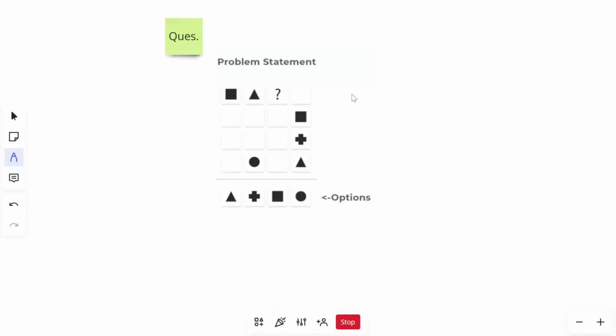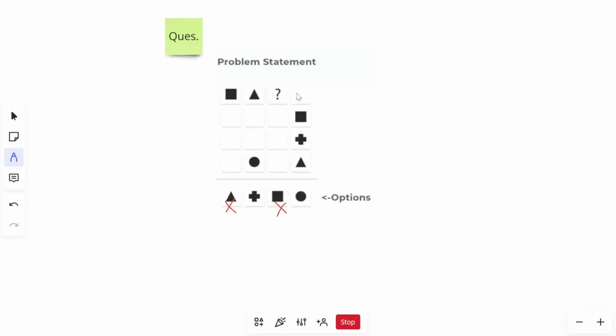Okay. See, the basic concept is one symbol cannot come twice in a row or in a column. So for example, if in this row a triangle is already there, then one more triangle cannot come, right? We know that. So let's eliminate triangle as one of the options and square as one of the options, because we have to find what will come in place of the question mark, and triangle and square are already there. So now let's see what can come. Now we are left with plus and circle.